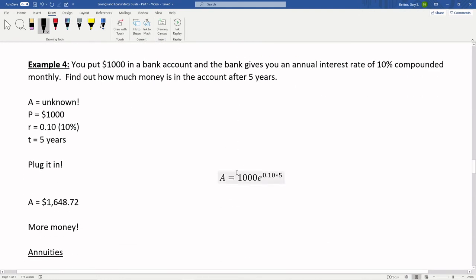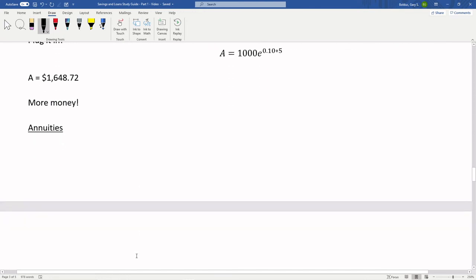So another example here. You can go through that one. Very similar. Plug everything in just like we did. It compares to a previous one where you can see that we make a little bit more money. So then the next piece of this is called an annuity.